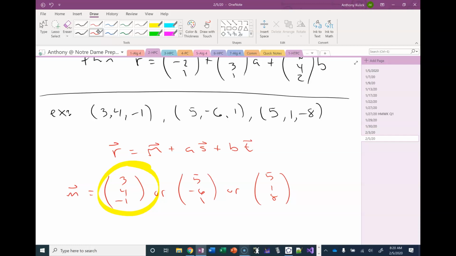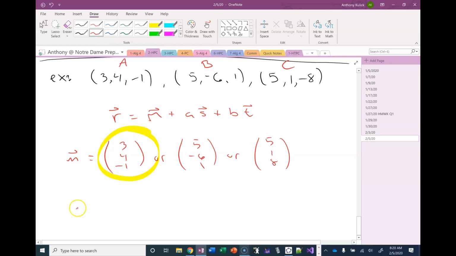Is everybody okay with that? And for the sake of notation, I'm just going to refer to these points as A, B, and C. So my vector S and T could be AB or BA, could be BC or CB, or it could be AC or CA.